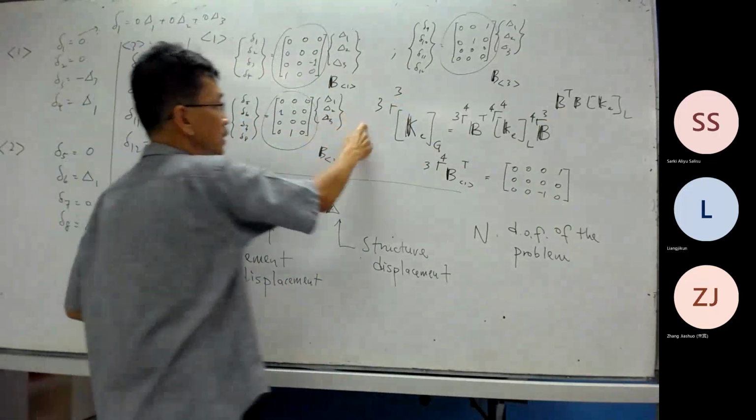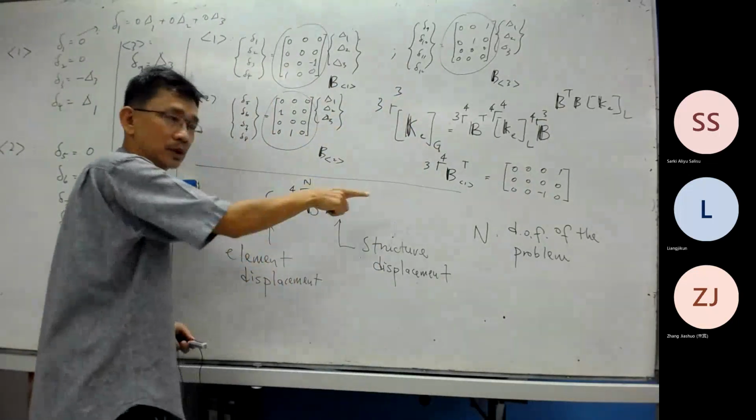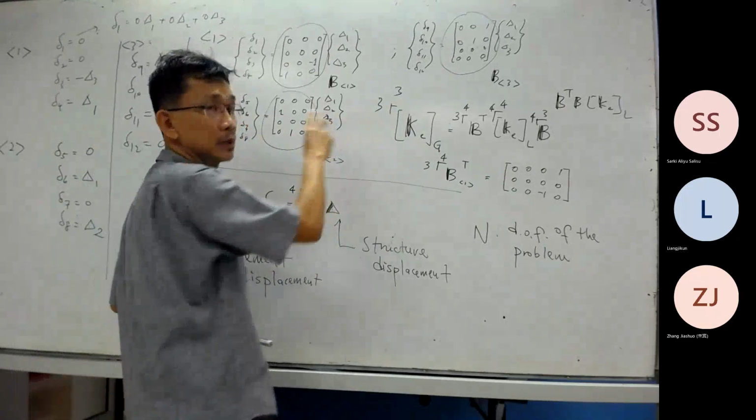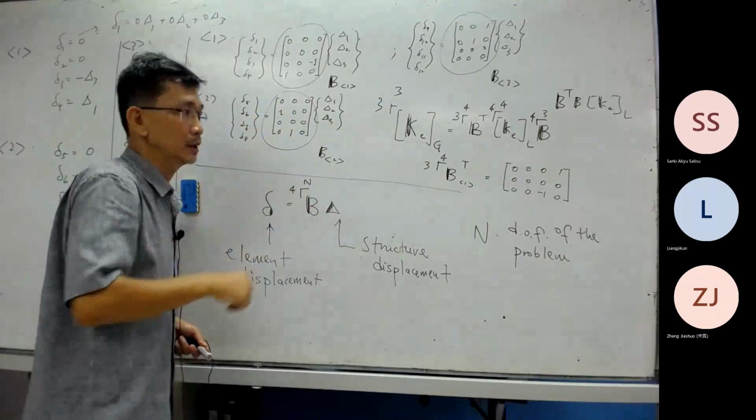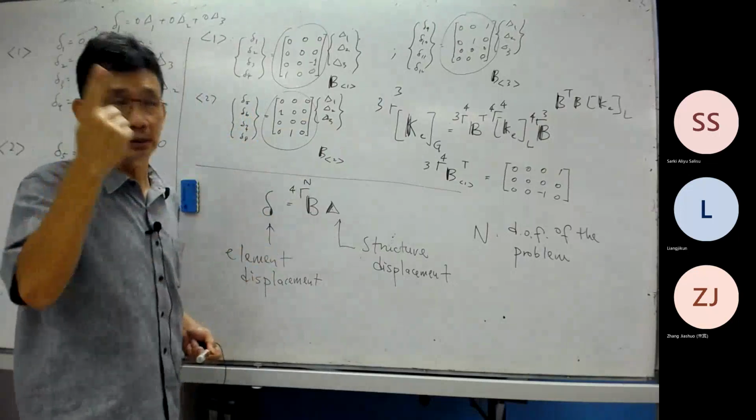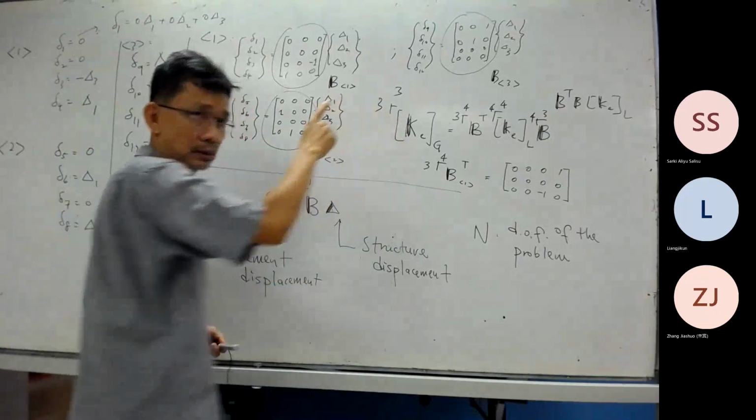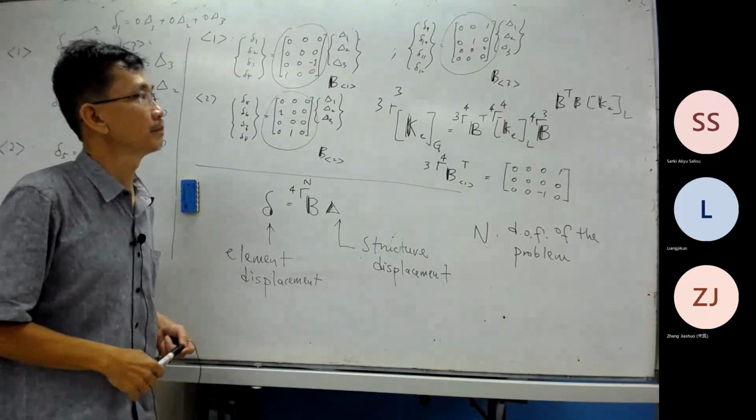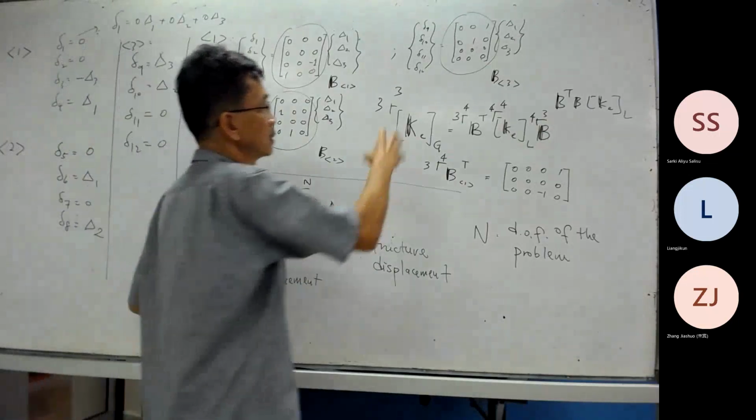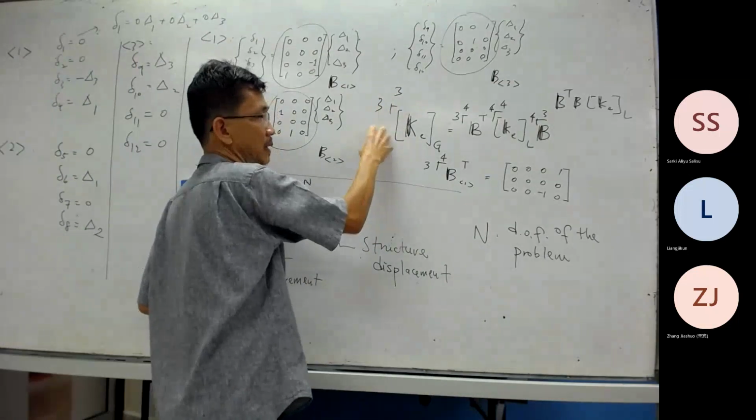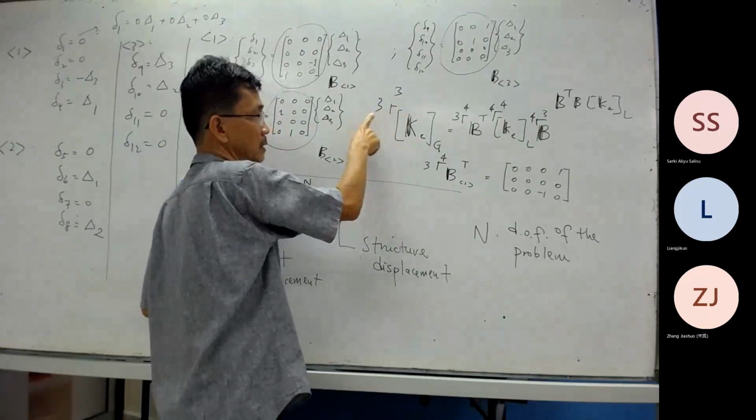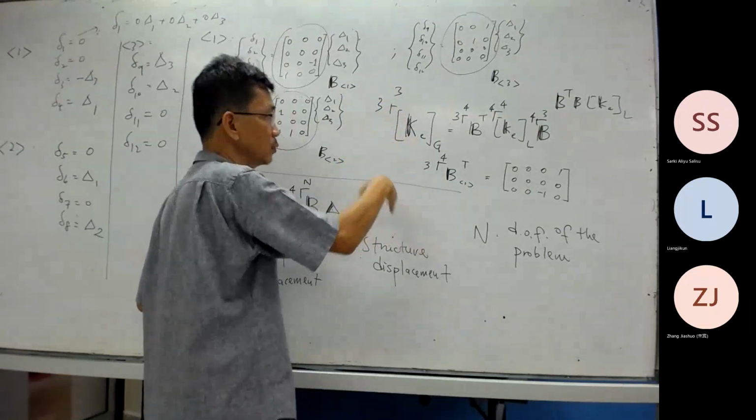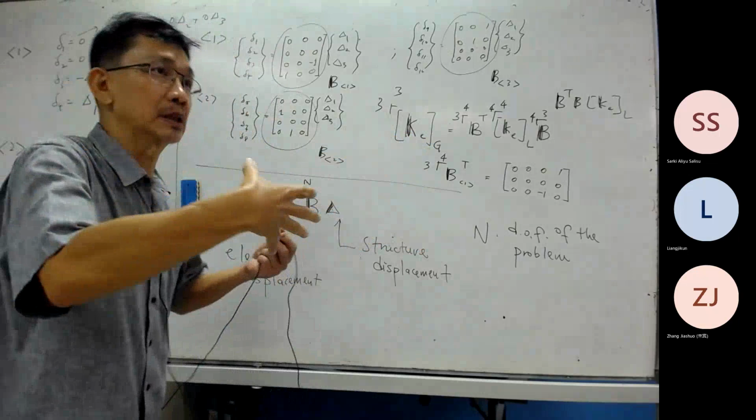You have 3 by 3 because your degrees of freedom is 3 here. If your degrees of freedom is 2, then this final one becomes 2 by 2. If your degrees of freedom is only 1, then this is only 1. So the structure stiffness matrix for each element is 3 by 3 in size, so you can add when you do the assembly.